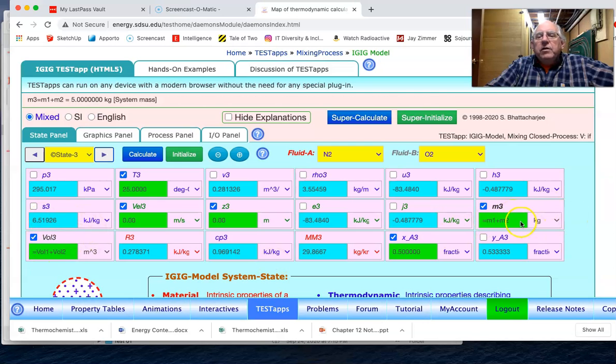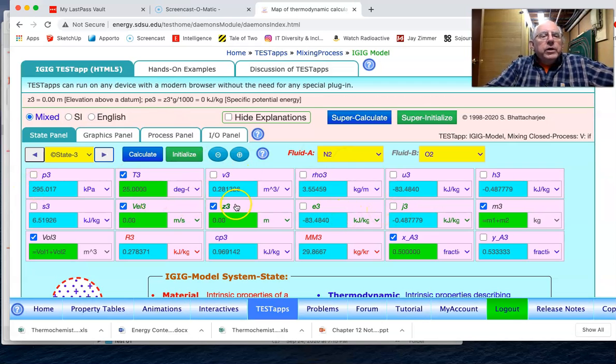So we have our final volume, we have our final mass. It can calculate the V3. And so this is a thermodynamic property, and this is a thermodynamic property. With two independent thermodynamic properties, it then calculates what the final pressure must be, 295. And so in this particular case, the volume and the final mixture pressure have been determined.